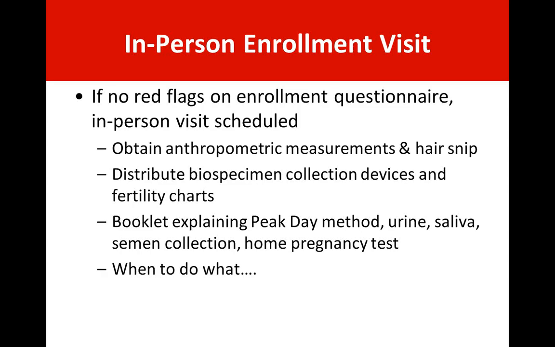So once we get them all consented, we do an in-person enrollment visit. We measure height and weight. We collect a hair snip. We don't have a plan for what to do with the hair yet, but we're talking about environmental exposure assessment, so it's good. We give them the collection devices and charts, give them their booklet, and tell them when to do what. Okay, don't freak out about this.